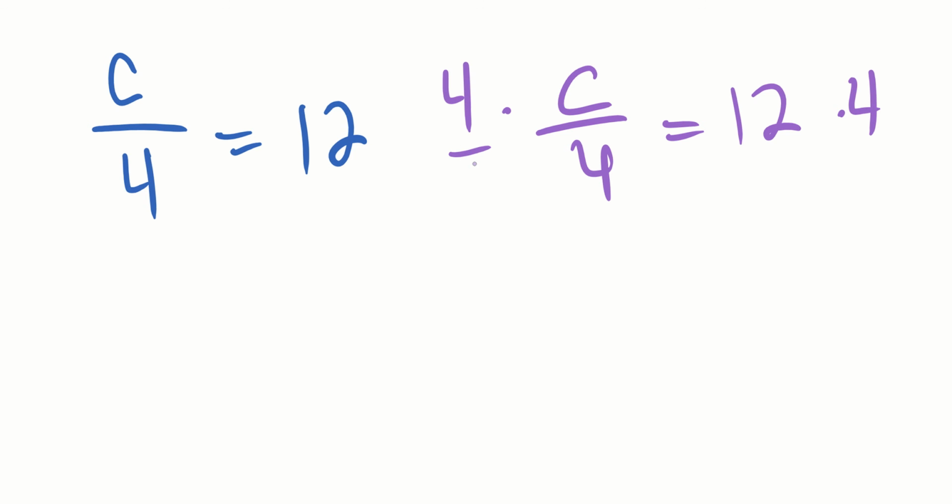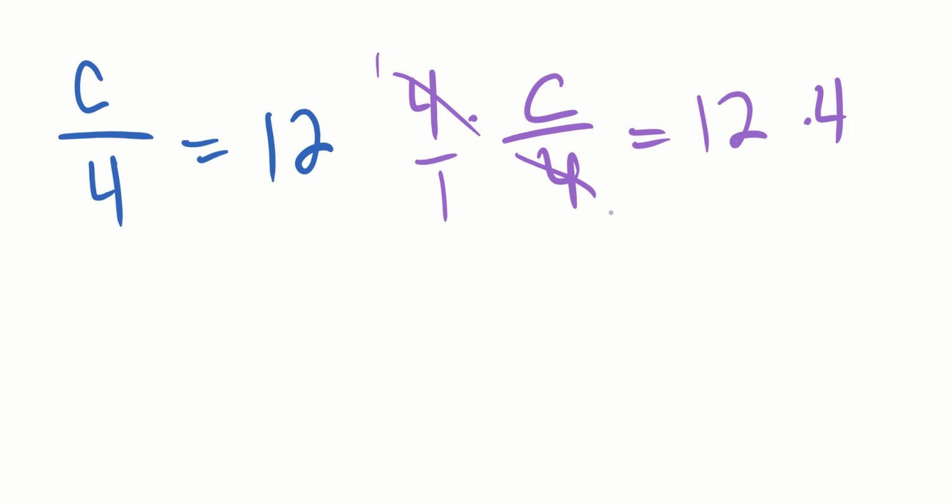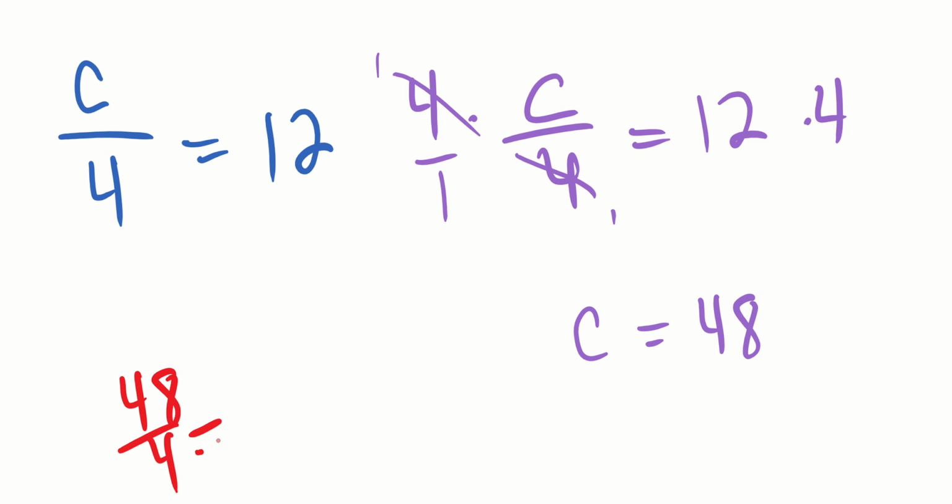Now technically I can do 4 over 1. That allows me to cross out the 4's using my cross canceling. So this is going to be C equals 48. To check, I would plug it in. So 48 over 4, does that equal 12? Yep, 12 equals 12, so I did it correctly.